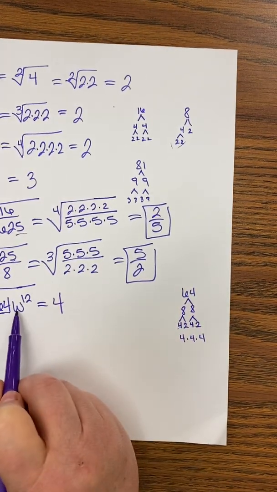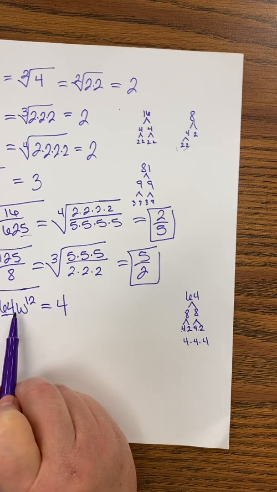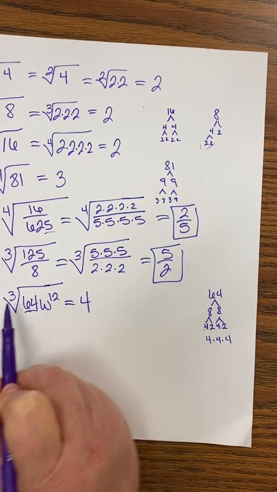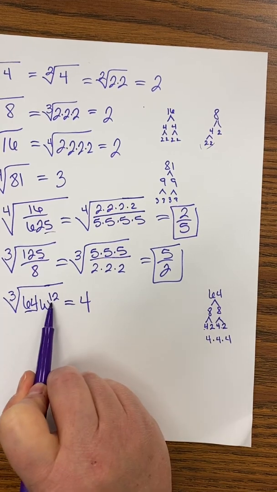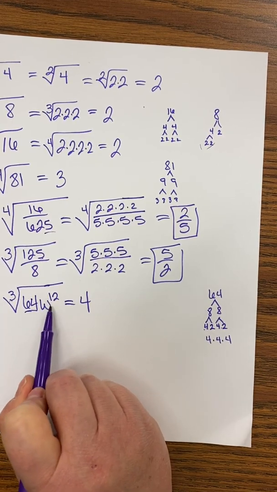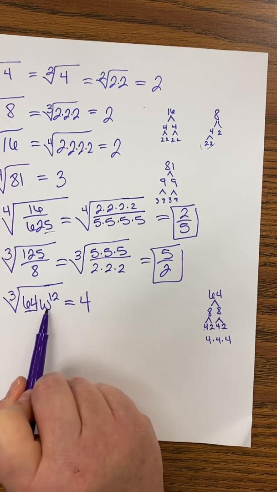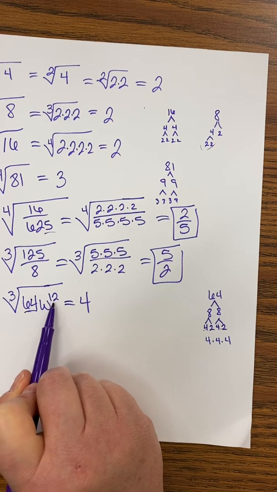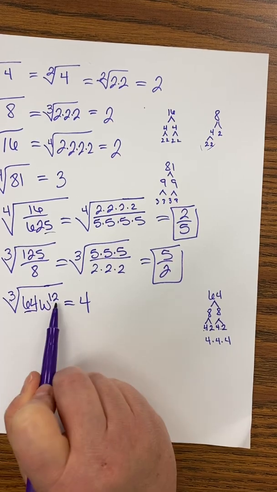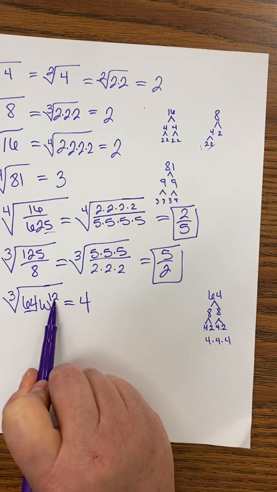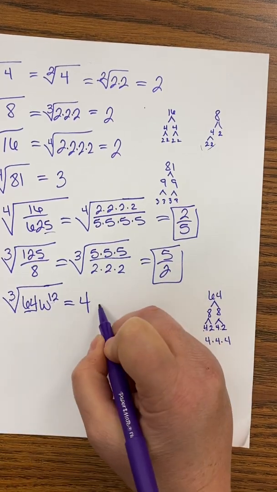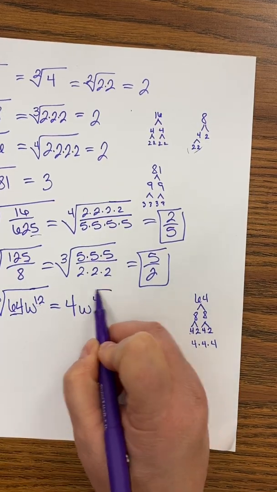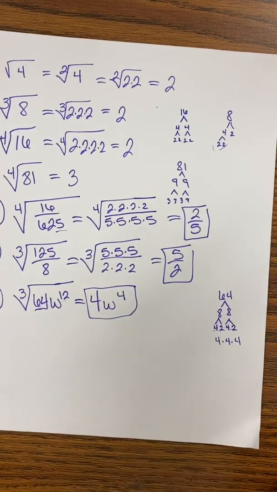And then remember when we did square root and we had variables? Remember when it was square root, we halved the exponent, we divided by 2. Well, now it's a third root, so you're going to divide the exponent. We took the exponent earlier and halved it. We would have got 6, but this is a third root. So you're going to take the exponent and you're going to divide it by 3. So that's going to be w to the 4th. And don't forget your w, because that's the variable that goes with that.